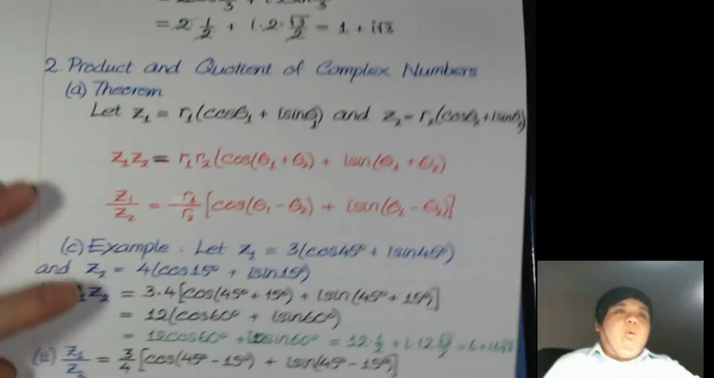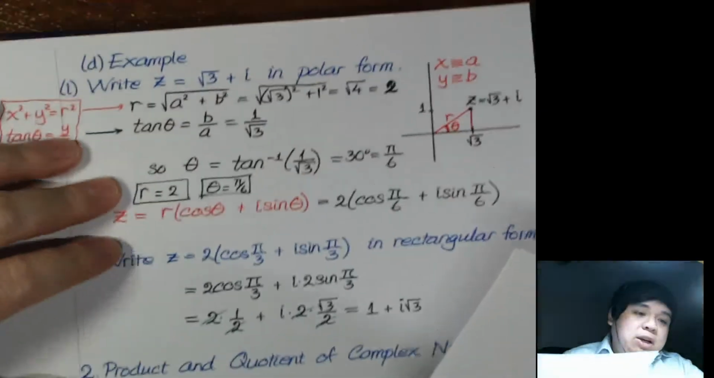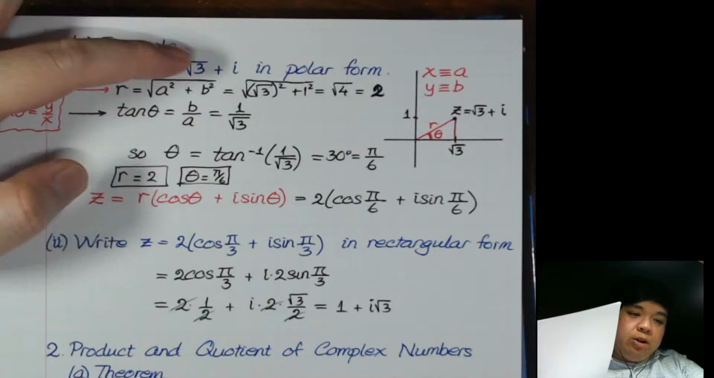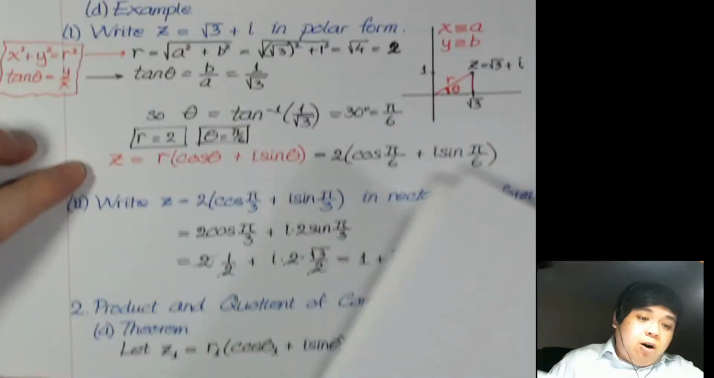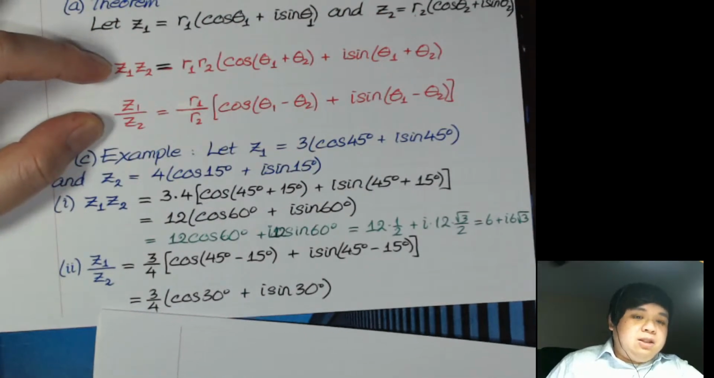So what we learned so far. First, a complex number can be written in rectangular form or in polar form. So either that form or in that form. If it is in polar form, multiply and divide will be easily defined like this.